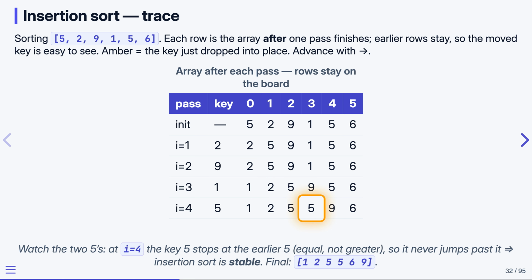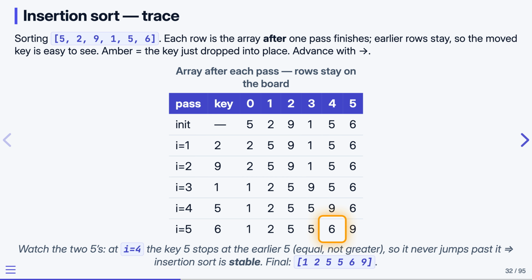Fourth pass, I equals 4. The key is 5. We shift the 9 right, then we stop. The next value to the left is the other 5. It is equal, not greater, so we do not shift past it. The key 5 lands at index 3, the amber cell, just after its twin. This is why insertion sort is stable.